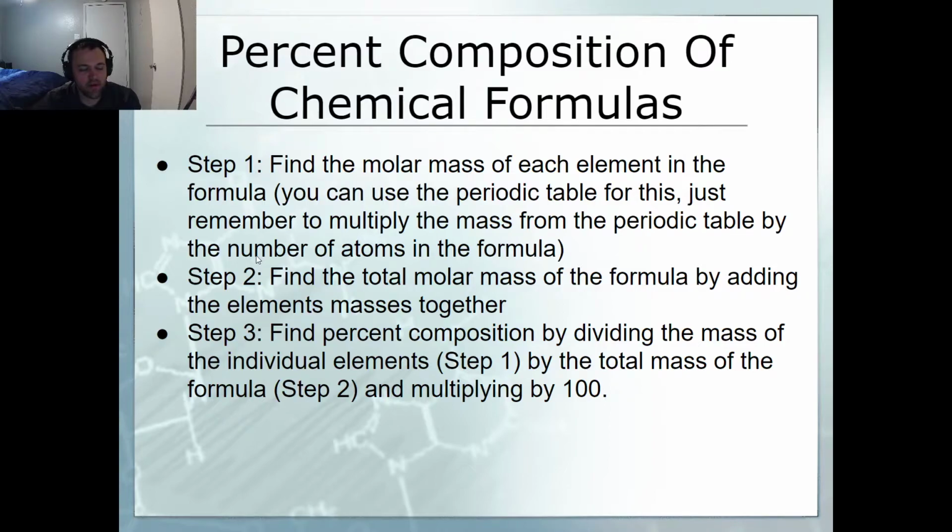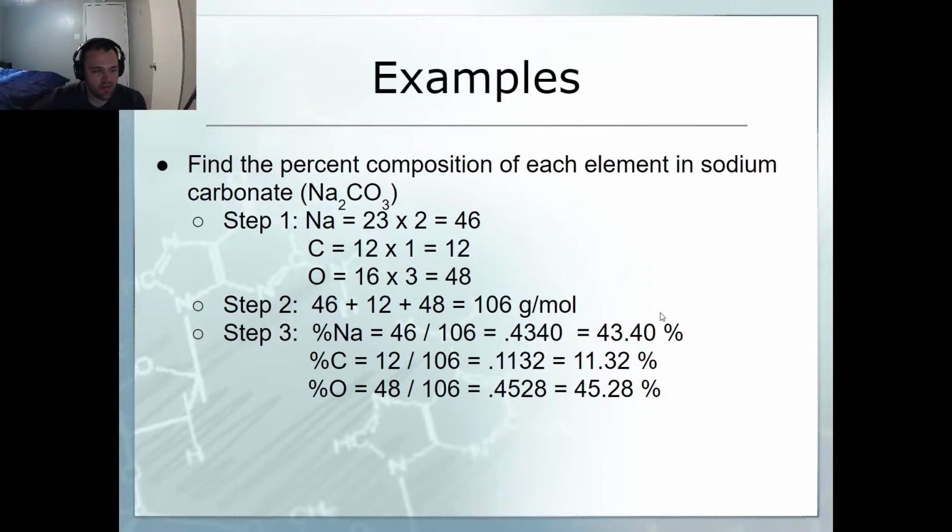The third step is where these problems get a little bit different and go off the rails from the other ones. In the third step, you're going to be finding percent composition by dividing the mass of the individual elements, the number you found in step 1, by the total mass of the formula. That'll give you a decimal, and you multiply that by 100 to get your percent composition. If that doesn't make a lot of sense, I'm going to show it to you coming up as an example, and hopefully this will clear things up.